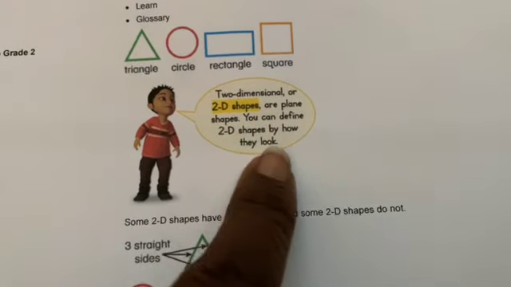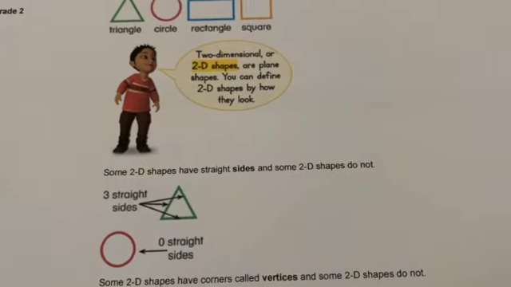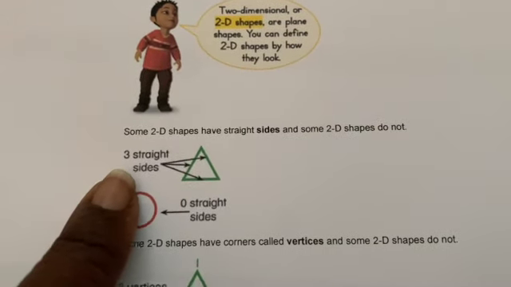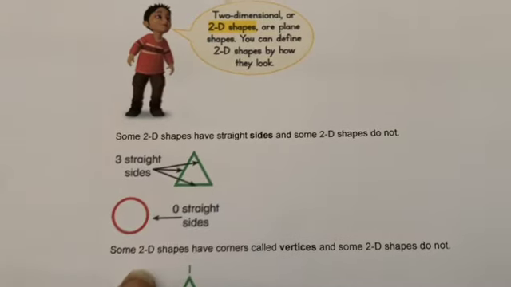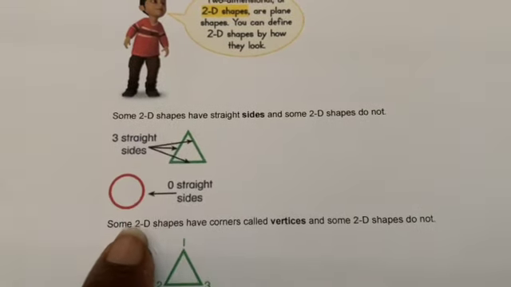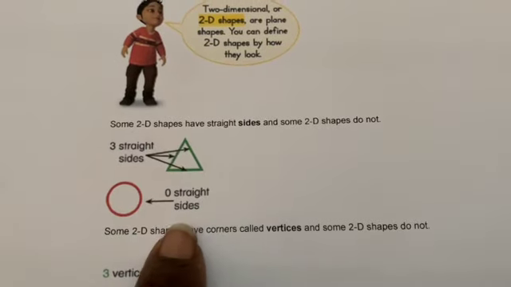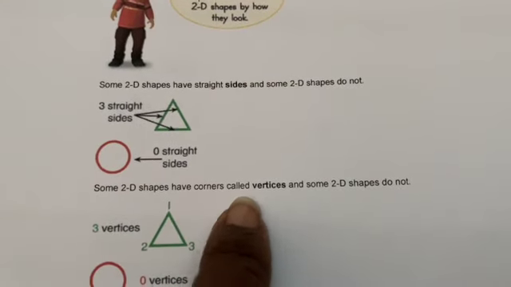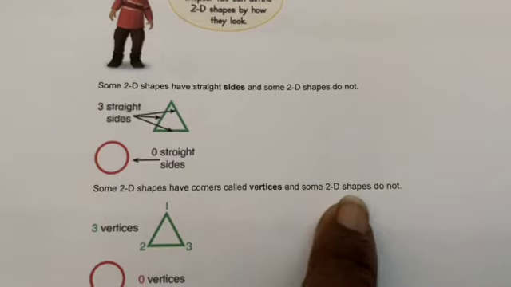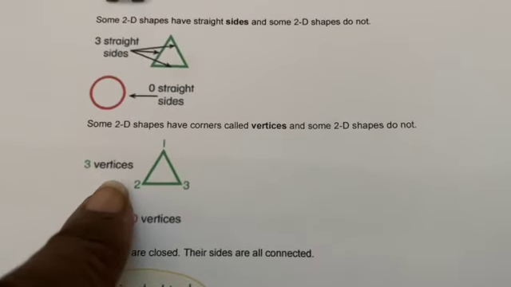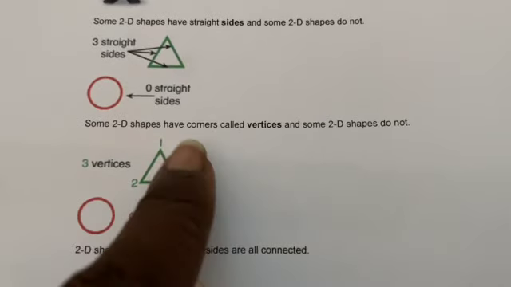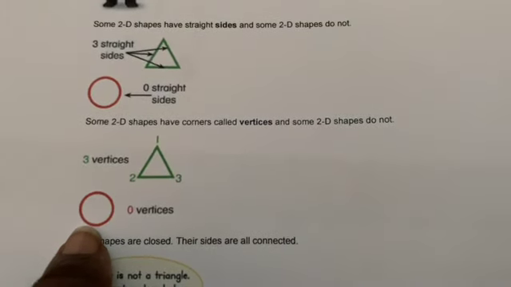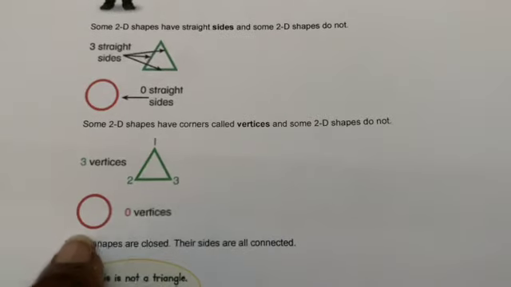You can define 2D shapes by how they look. Okay, so some 2D shapes have straight sides and some 2D shapes do not. So we have here 3 straight sides, okay? And this has 0 straight sides, and it's a circle. This is a triangle, and this is a circle, okay? So some 2D shapes have corners called vertices, and some 2D shapes do not. So here is a shape that has 3 vertices, 1, 2, and 3, and that is a triangle. Now a circle has 0 vertices because it doesn't have any straight sides.